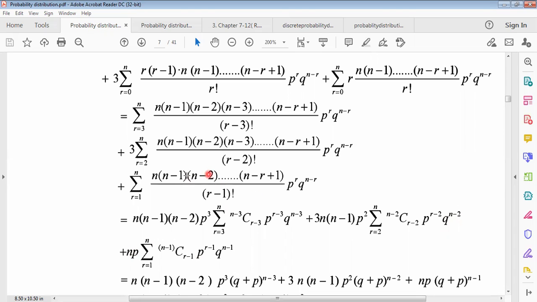And from the third term, n and p will be common, so p to the power r becomes p to the power r minus 1, and starting from r equals 0 to 1. So this series can be written as n minus 1 C r minus 1.